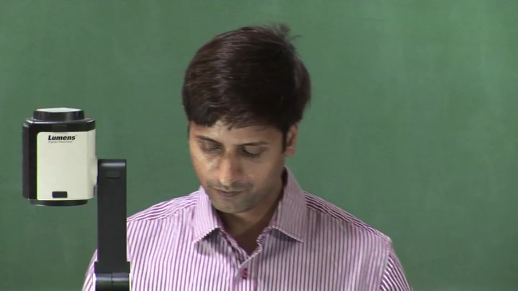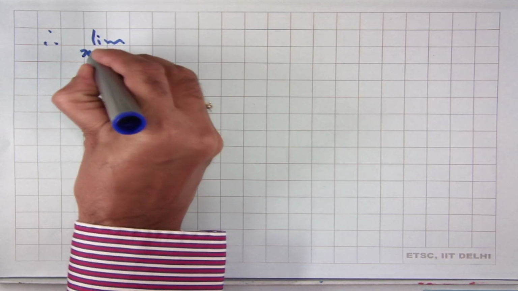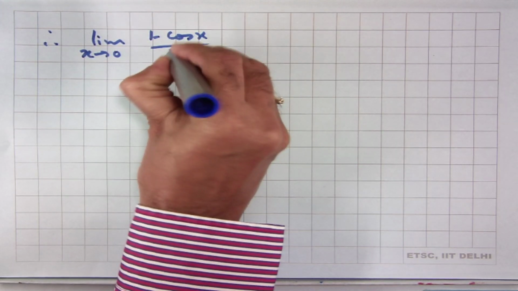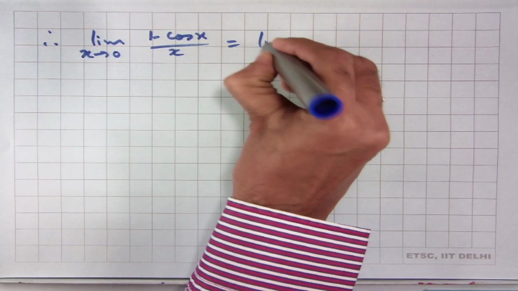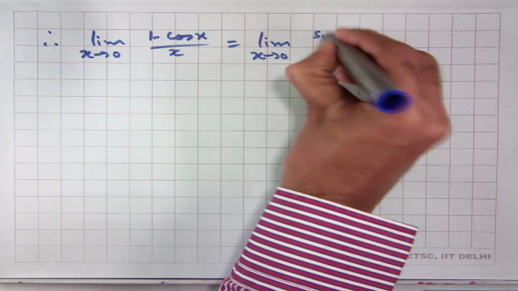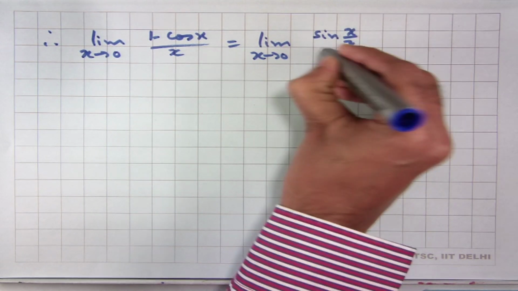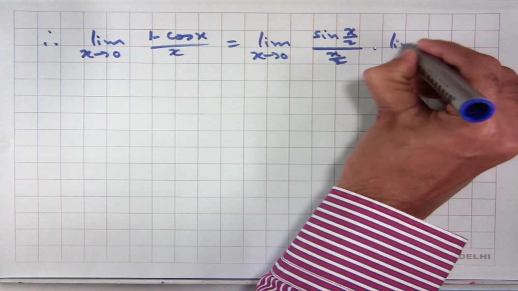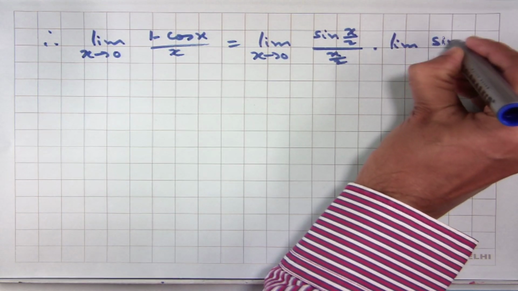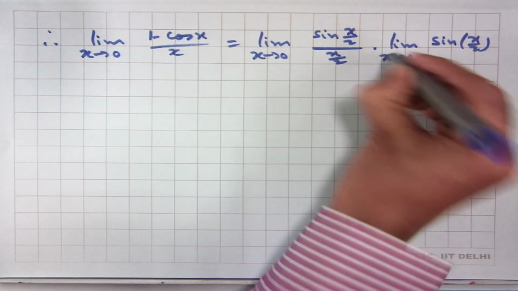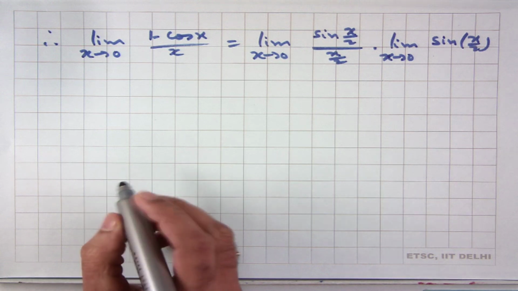So, therefore, limit of x going to 0 of 1 minus cos x by x is equal to limit of x going to 0 of sine x by 2 divided by x by 2 times the limit of sine of x by 2 as x goes to 0, provided these two limits exist, right.